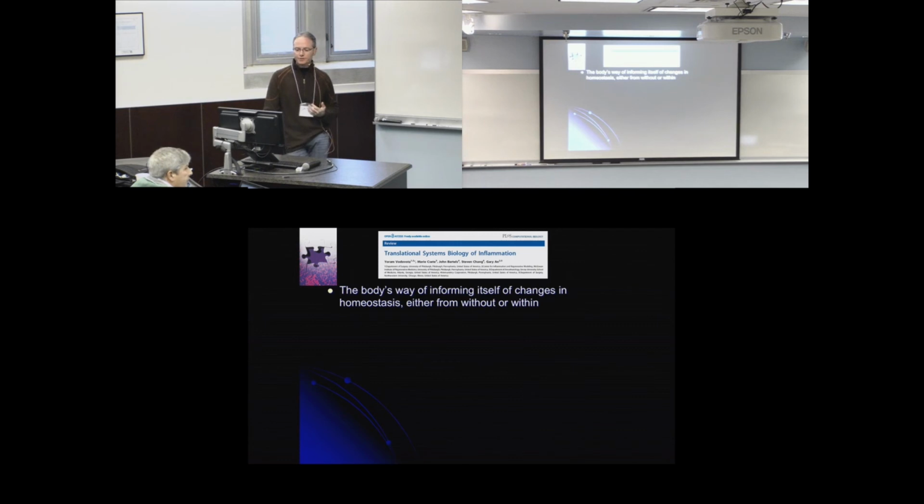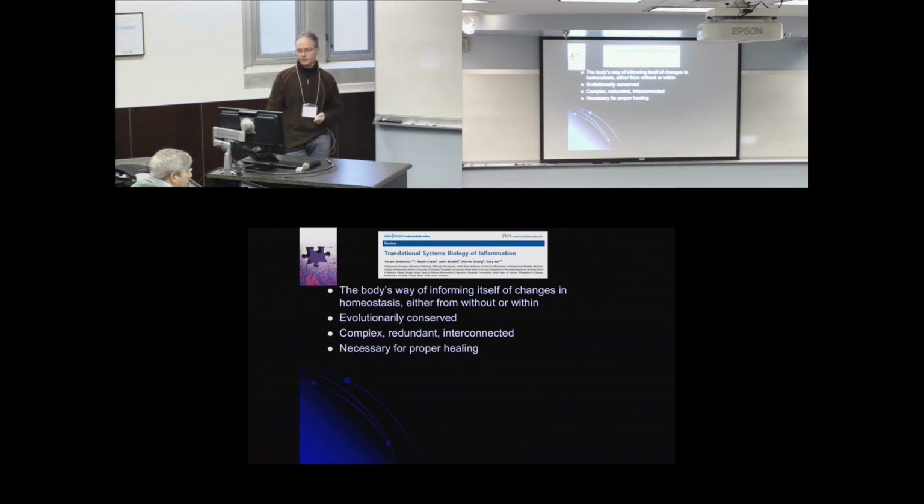So objectivity is a big piece of that, and we have to think objectively about what it is we're trying to actually study. So what is inflammation? It's the way the body tells itself that things are changing or have changed, either from the outside acutely, such as an infection or a trauma, or chronically, slowly, as a part of a degenerative process. It's a highly evolutionarily conserved process. It's complex and it's redundant, and it's highly interconnected and nonlinear. And it's necessary for things like healing from any sort of injury.